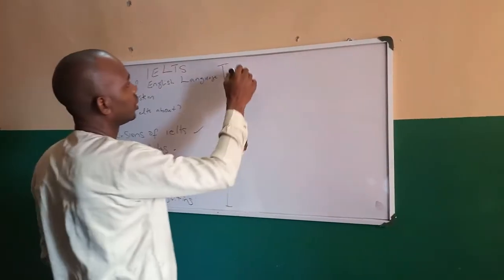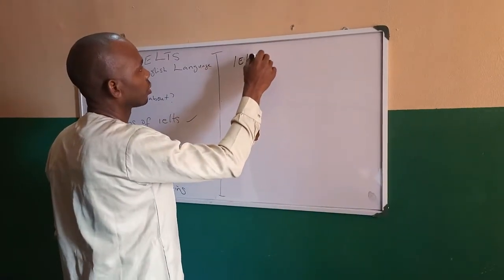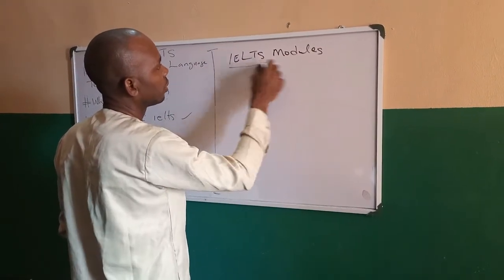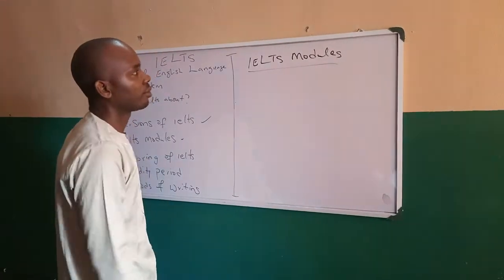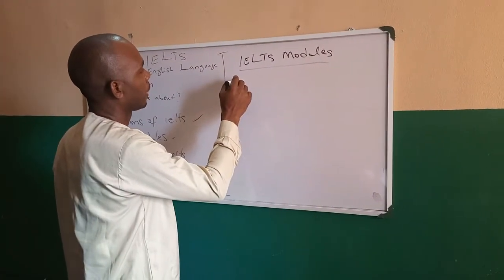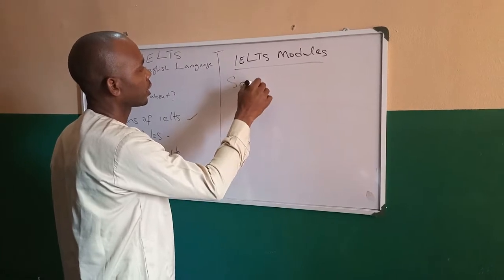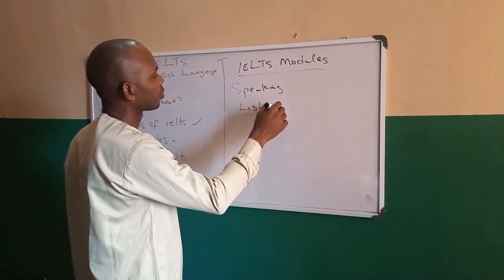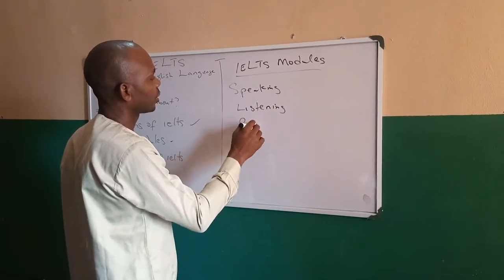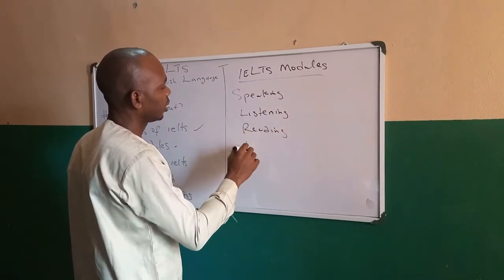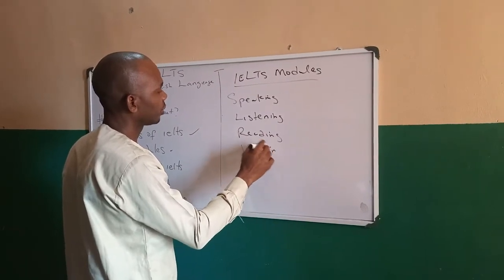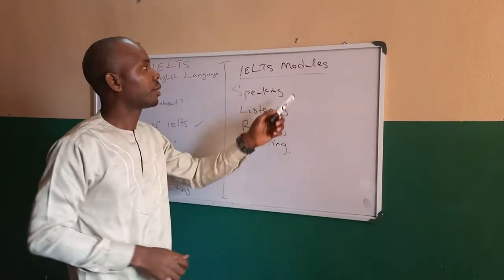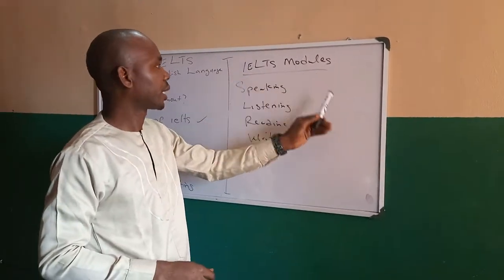So next, we are going to look at the modules of the IELTS. So basically, we have about four modules, which are the speaking test, the listening test, the reading test, and the writing test.